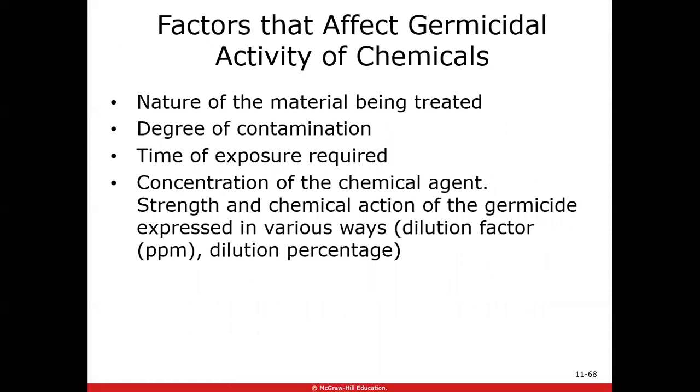Here are some factors that affect germicidal activity of chemicals. First off, the nature of the material being treated, so the degree of contamination, how contaminated it is. The time of exposure to the microbial agent that is required, and then the concentration of the chemical agent. So the strength and chemical action of the germicide is expressed in various ways, like the dilution factor or dilution percentage. So these are some of the factors that affect how effective a germicidal chemical will be.